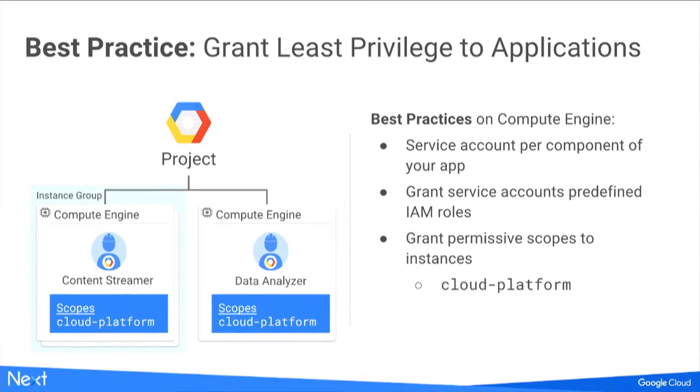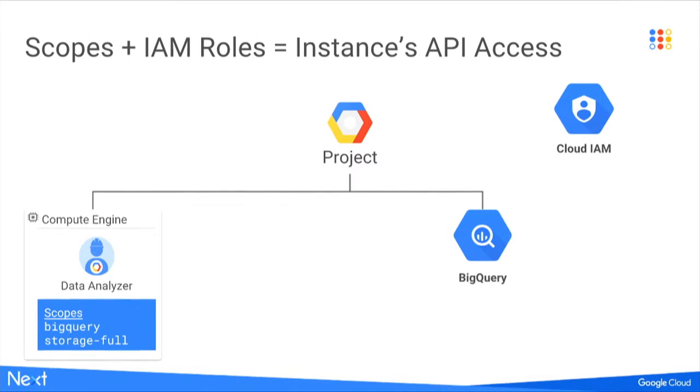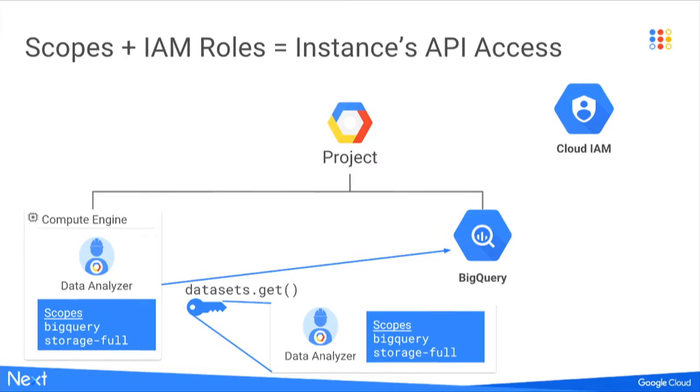But then give each of these instances a very permissive scope. When we talked about scopes and IAM roles earlier, it seems a little odd that we would say in a least privilege section of a session, grant very permissive scopes. Here's why that's going to be OK. When your instance is making an API request, there are 2 mechanisms of authorization that it has to pass. So when this VM is querying BigQuery, because you're running inside Compute Engine, we automatically get the access token. That access token includes both the identity of the service account as well as a set of access scopes.